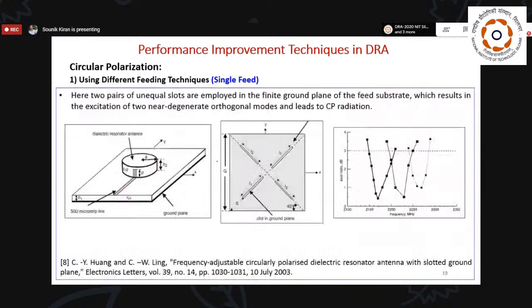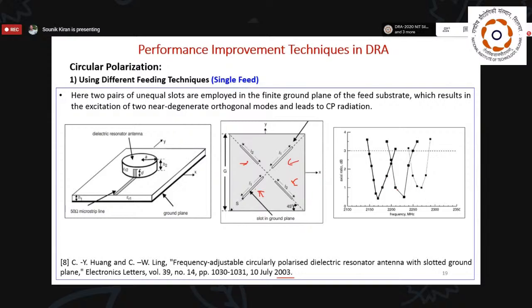And this is also a very common technique that people use nowadays. This work was published in 2003 by Huang and Ling. They used a very popular technique, the slot technique. They arranged four slots on the corner of the ground plane. As a result, that gives the axial ratio.